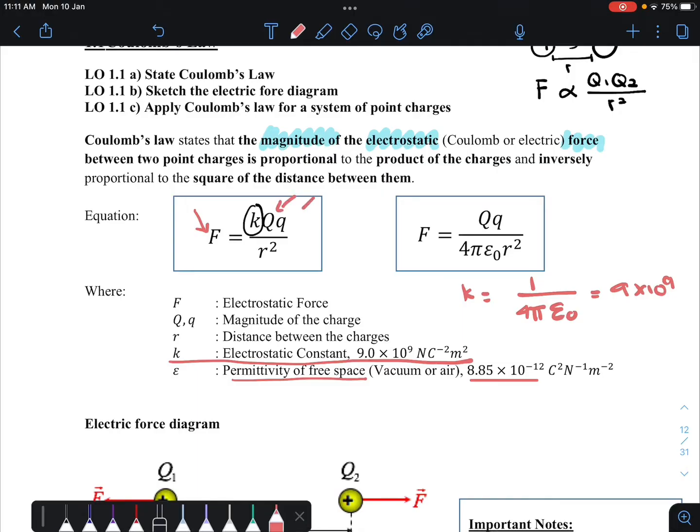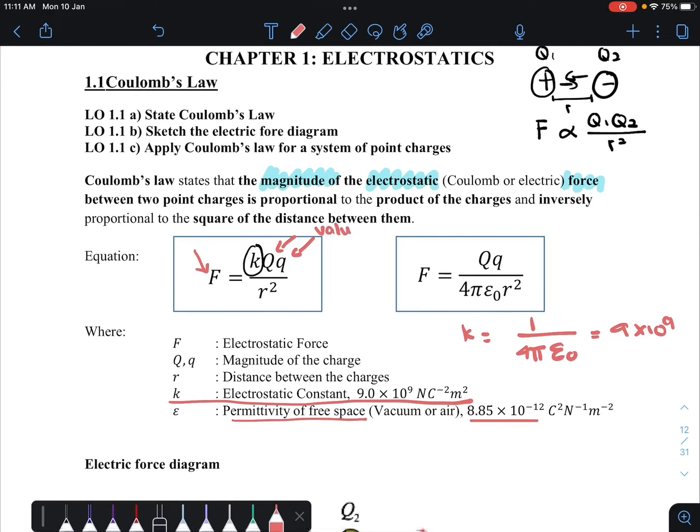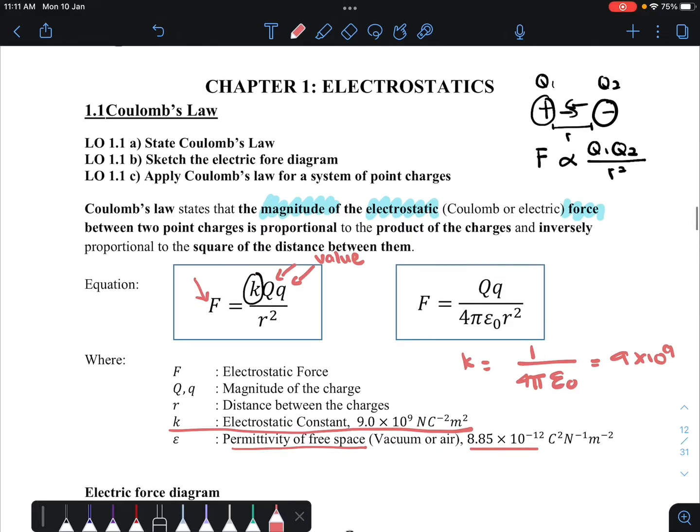So for that, when you want to substitute the value of the charges, you must only substitute the magnitude, iaitu value sahaja. Okay, the characteristic of the charge such as positive atau negative kita neglect. We neglect the characteristic of the charges. For example, you have charge Q1 bersamaan dengan positive 5 microcoulomb and Q2 negative 2 microcoulomb, let's say. So to find the electrostatic force, what you do is you only substitute the magnitude of the charges.